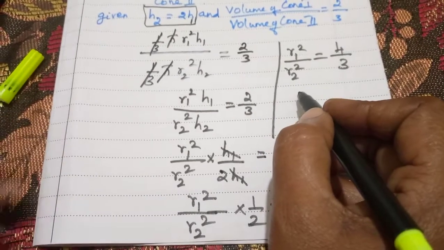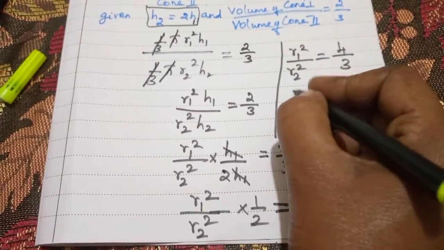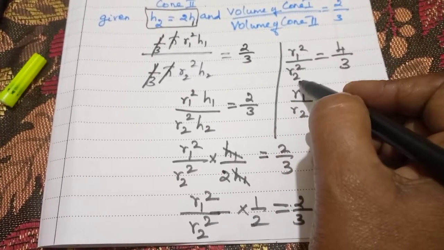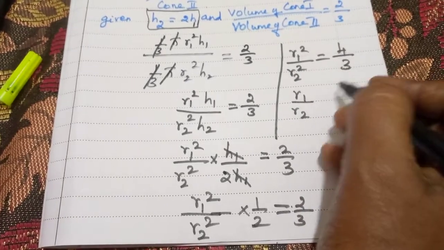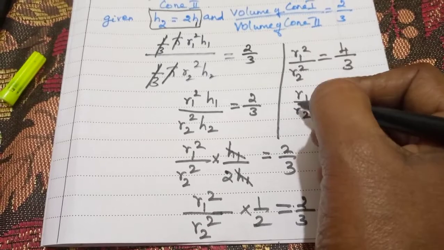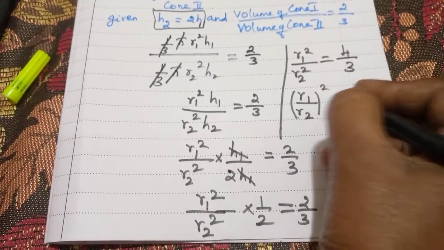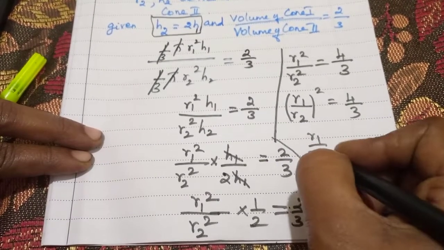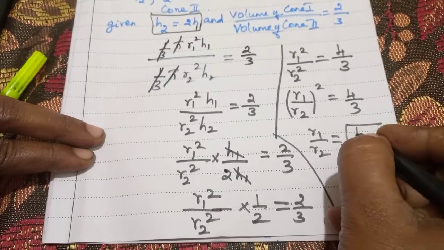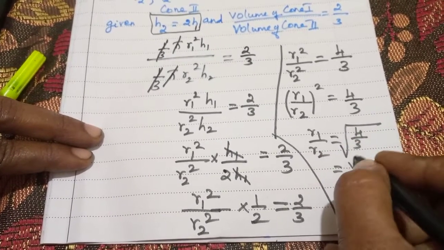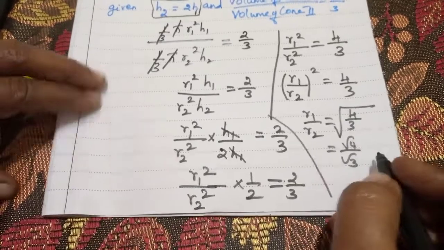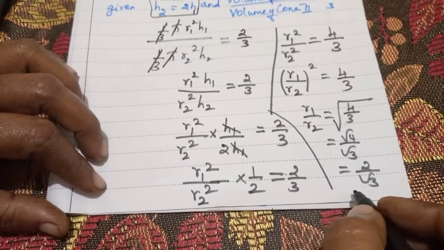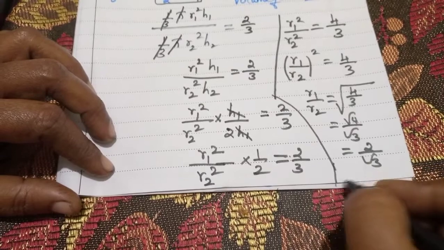Okay, we need a ratio of r1 by r2. So r1 square by r2 square is 4 by 3. So let us take this r1 by r2, the square commonly take, equal to 4 by 3. From here r1 by r2 equal to square root of 4 by 3, which can be written square root of 4 by square root of 3. Square root of 4 is 2. So 2 by root 3. Therefore r1 by r2 is equal to 2 by root 3.